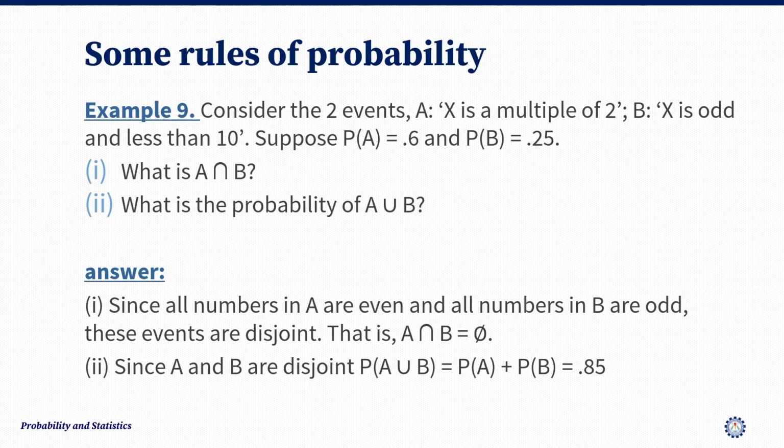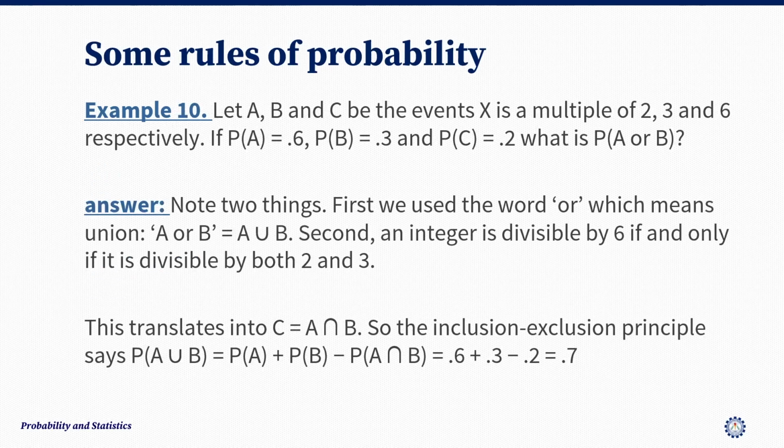So the answer for number 1: since all the numbers in A are even and all the numbers in B are odd, these events are disjoint. That is, A intersecting B is equal to the empty set. Okay. For number 2, since A and B are disjoint, the probability of A union B is equal to the probability of A plus the probability of B, which is equal to 0.85.